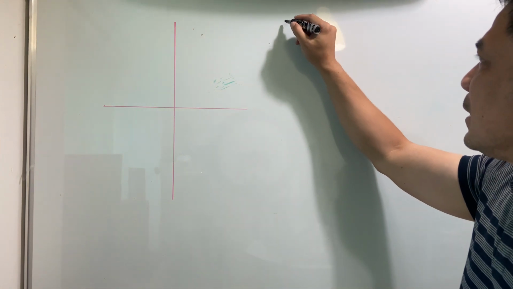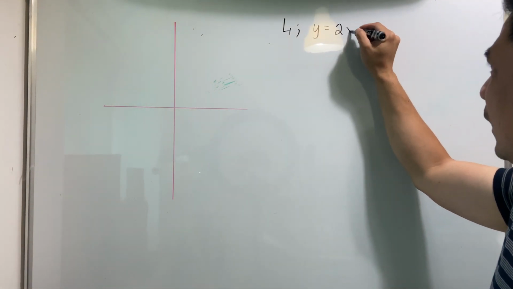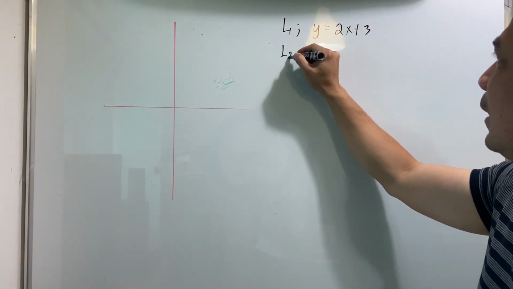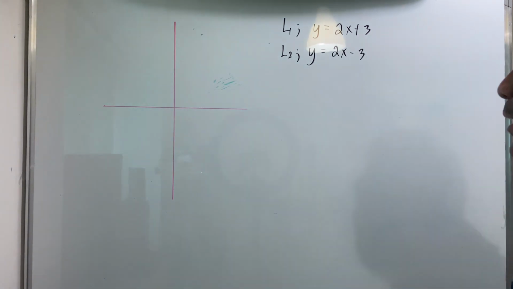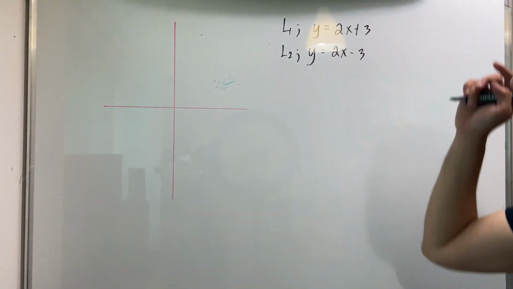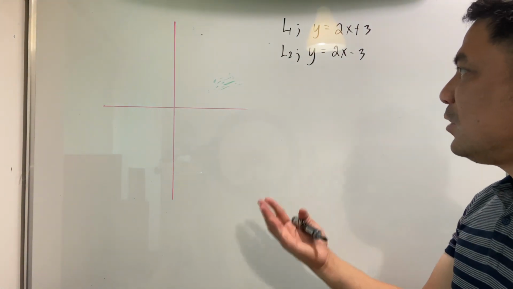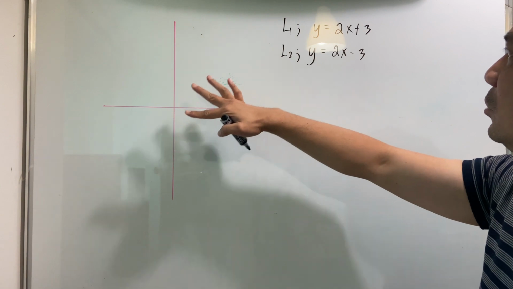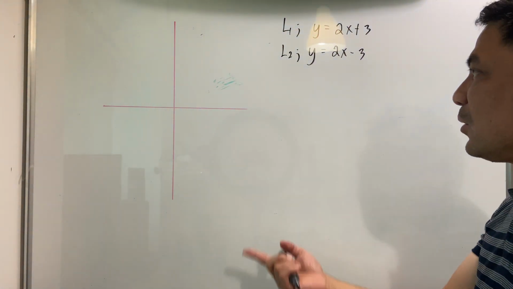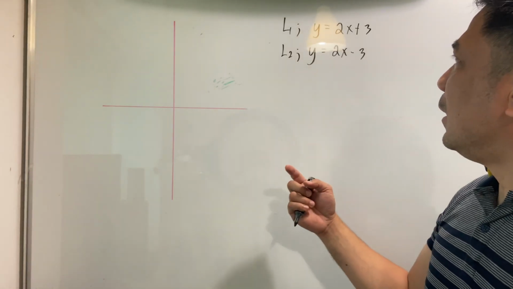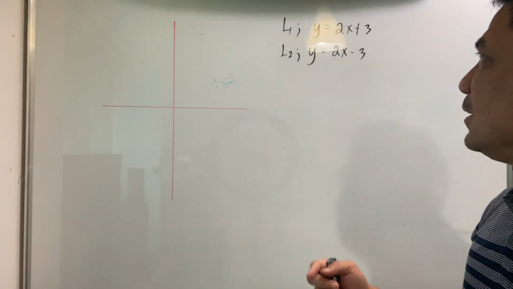The first line, line 1, has the equation y equals 2x plus 3. And the second line has the equation y equals 2x minus 3. Now we have to find the distance between the two lines. For us to better analyze the problem, let's draw these lines on our Cartesian coordinate system, or rectangular coordinate system, I mean.